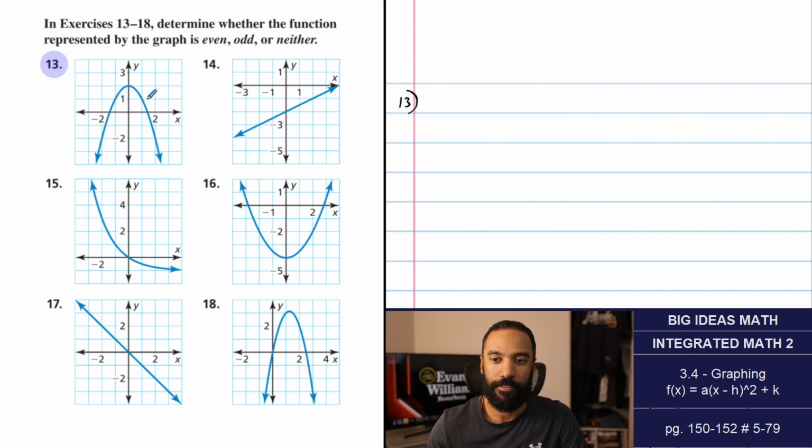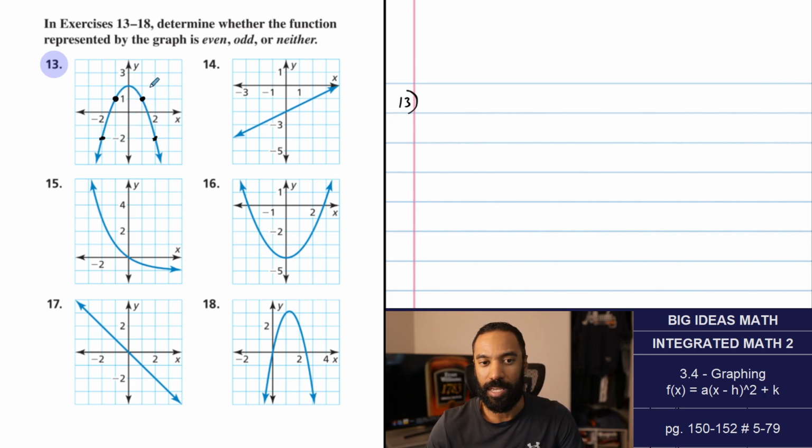This first graph here, if you notice, when I have an x, I get some y value. When I plug in 1, I get 1. When I plug in negative 1, I also get 1. You can see the symmetry across the y-axis right here. Same distance away, you have the same height. That's what even functions do.